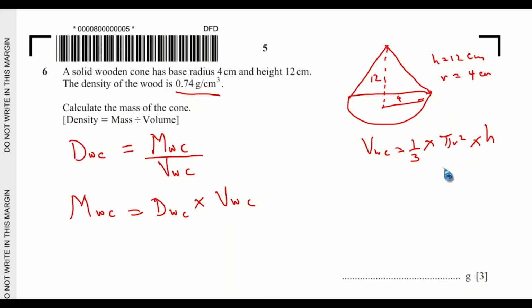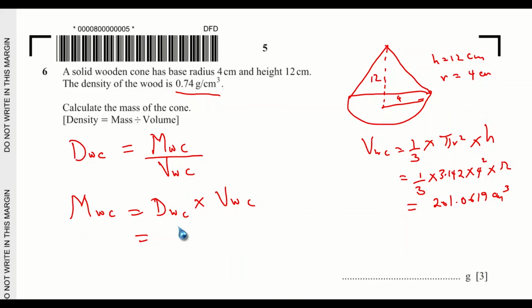Okay, so if you key in the values, this will be equals to 1/3 multiplied by the value of pi, 3.142, multiplied by the radius, which is 4 squared, multiplied by the height, which is 12 centimeters. So if you input this into your calculator, you should get the volume to be 201.0619 cubic centimeters.